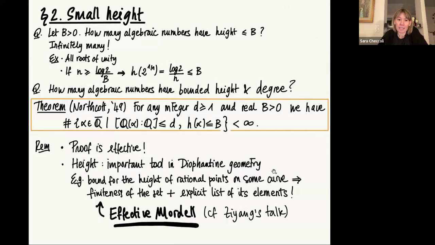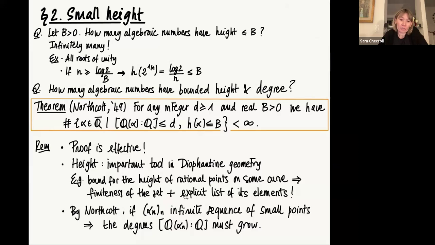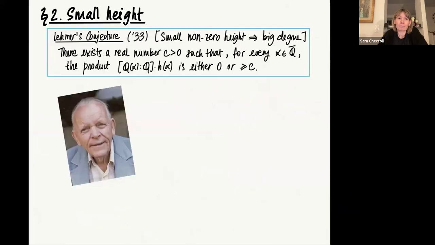Okay, so this is a Northcott theorem. By Northcott theorem, of course, if you have an infinite sequence of small points, then the degree cannot also be small. It must grow. And the question is, how? How does it grow compared to the height? And in this context, we have another result, which is not a theorem now, but a conjecture.